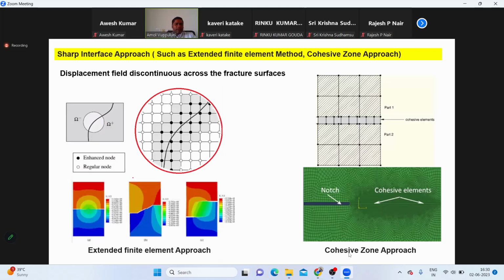In the extended finite element approach, generally, we enrich the nodes. The black color nodes are the nodes which are enriched. They are specially enriched in such a way that they take care of the presence of the crack.